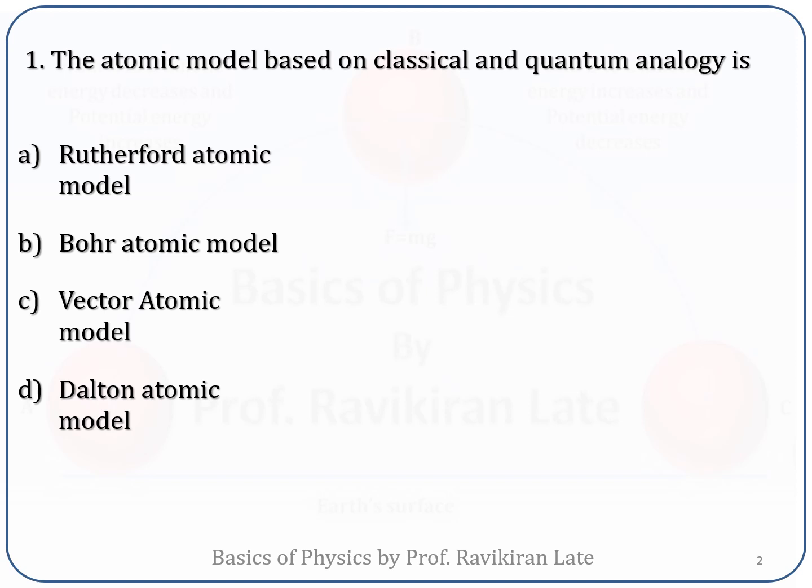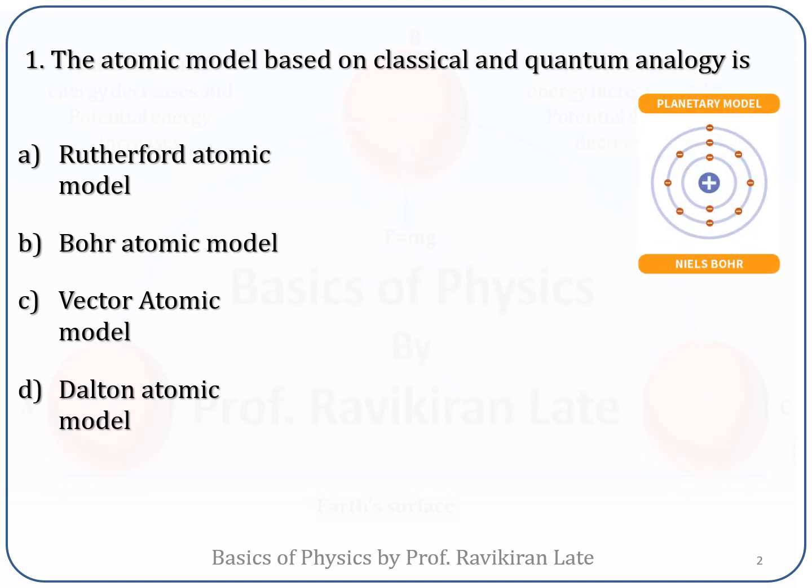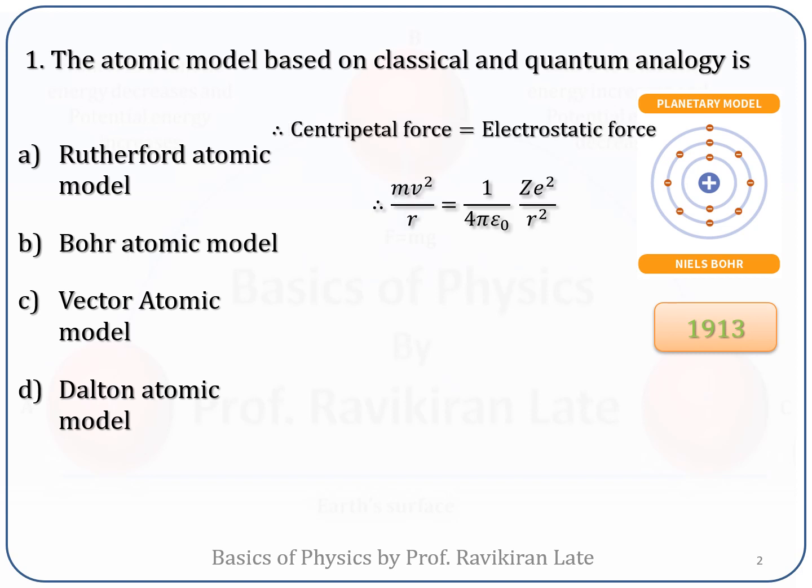Now we know that Bohr's model was proposed in the year 1913 by the scientist Niels Bohr, which was based on the concept of the planetary model. Here we saw that the necessary force required for the circular motion was provided by the electrostatic force. So this model basically uses classical ideas also, in order to explain why the electron does not radiate when it is revolving around the nucleus.